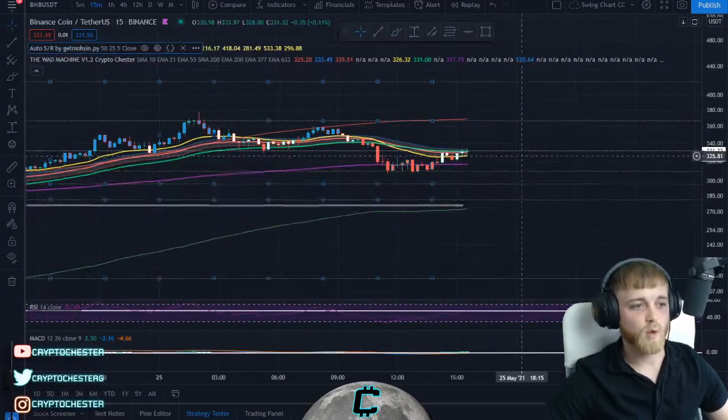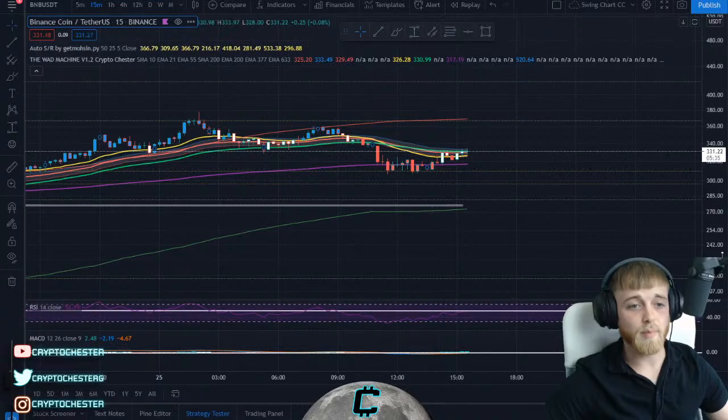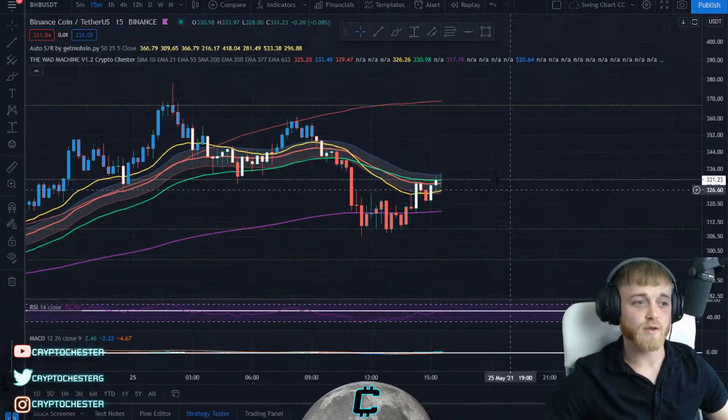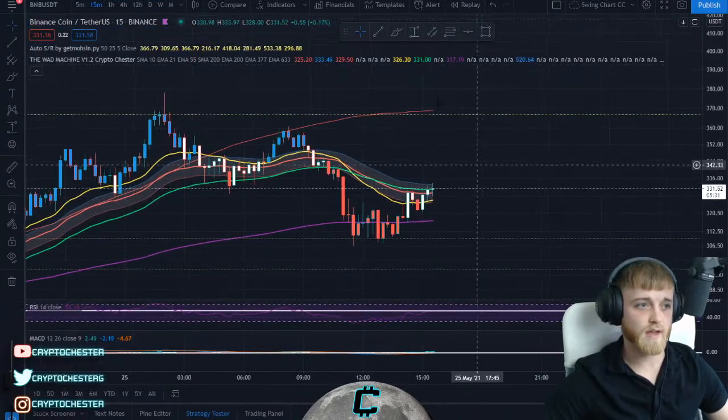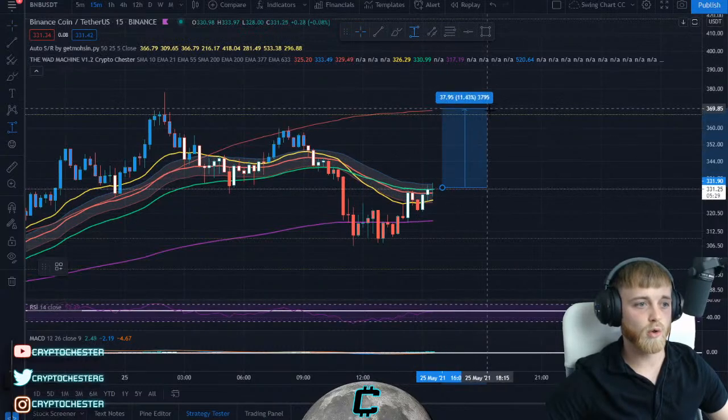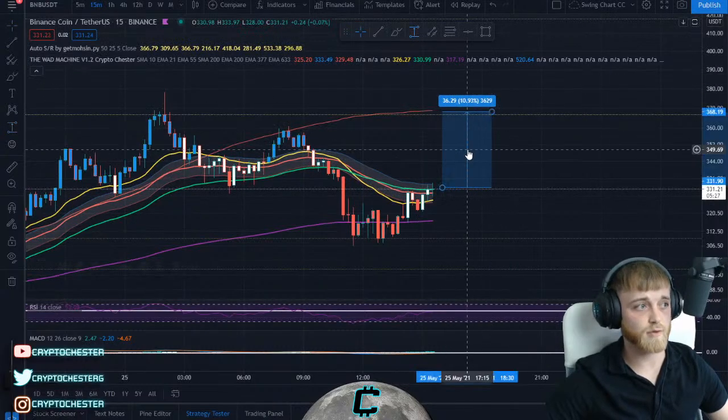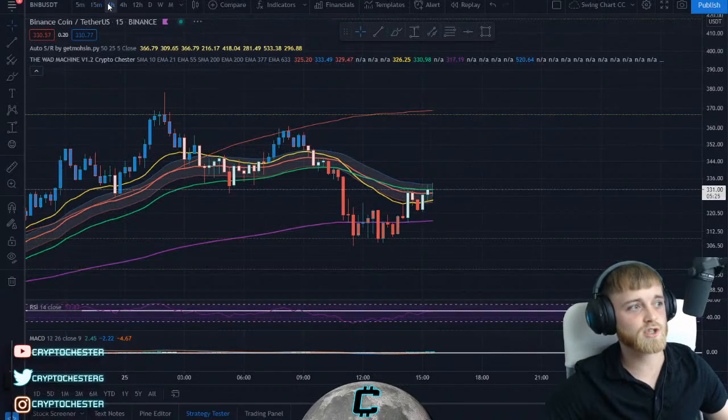And at this point in time, we have just kind of switched to, I guess, a mini uptrend on the 15-minute here. So if you're looking for a scalp, look for that support on the 55 and aim all the way up to this point here, around a nice 10% gain for BNB there. Definitely something to think about for you itchy scalpers out there.